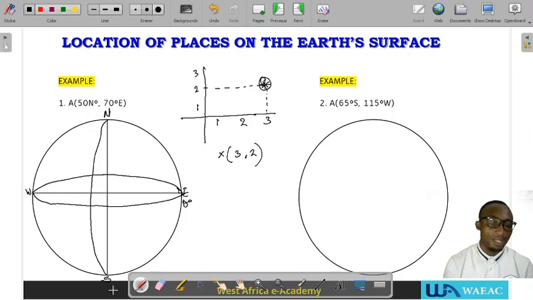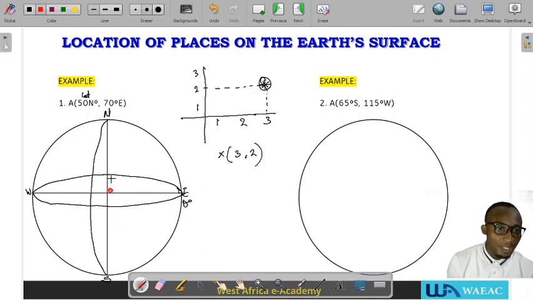That's the prime meridian. After that, I will now look for my latitude. What is my latitude here? 50-degree north. So look at it. This is 0. This is a point. This is the center of my circle.